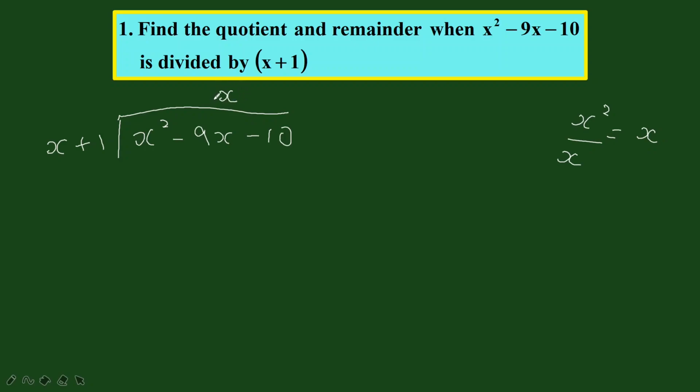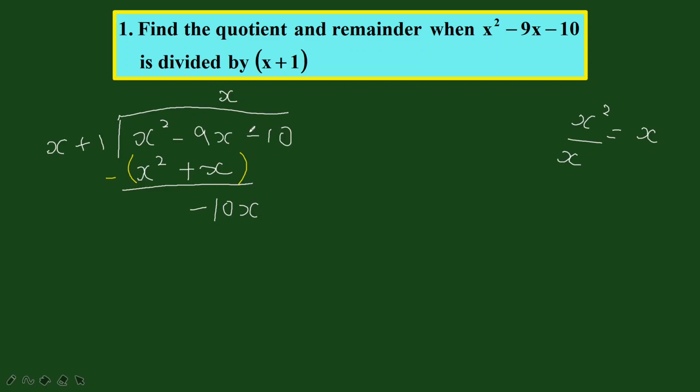Then I'm going to take x, multiply with x over here. So I will have x squared. And then I'm going to take the x again and I will multiply with plus 1. So I will have positive x. Okay, the next thing that I'm going to do is I'm going to minus that out. So I have to understand that I'm going to minus this whole thing. So I will get x squared minus x squared. Nothing is left. Negative 9x minus x. So I will get negative 10x.